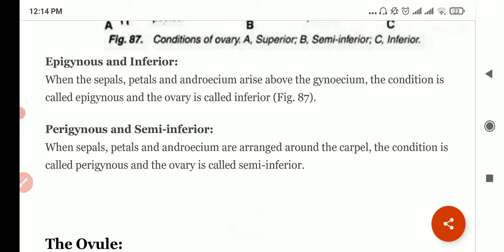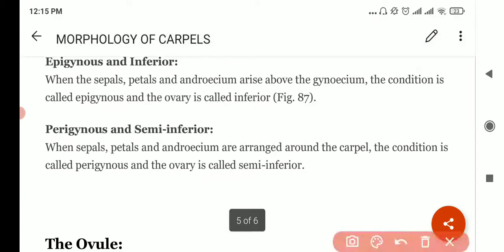Epigynous and inferior. When the sepal, petals and androecium arise above the gynoecium, the condition is called epigynous and the ovary is inferior. So I don't need to give you the hint, because hypogynous means high, means tall. Then the opposite is epigynous. And look at this word peri, you just relate it with semi. Peri, semi.